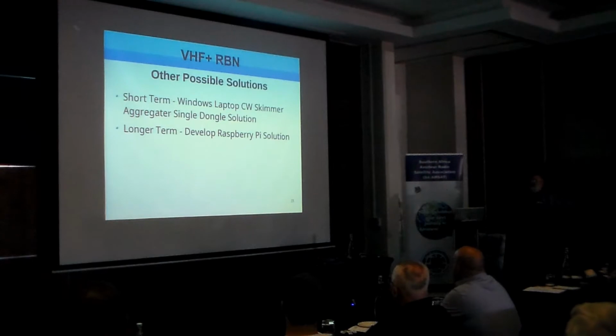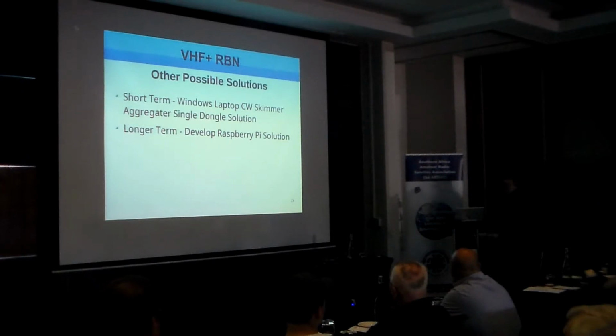So the short-term solution that actually works is the Windows laptop running CW Skimmer, running HDSDR, and that seems to work pretty well. I've already tested it on recorded wave files, and it's decoding the CW. The whole system is working through. I just haven't switched on allowing it to propagate onto the internet because I don't want to feed garbage onto the RBN system.